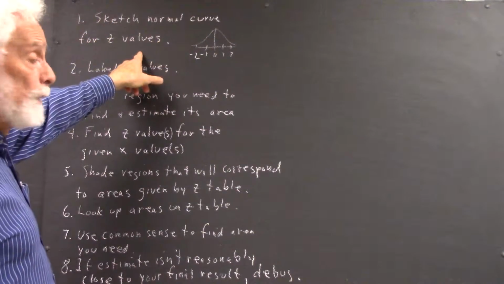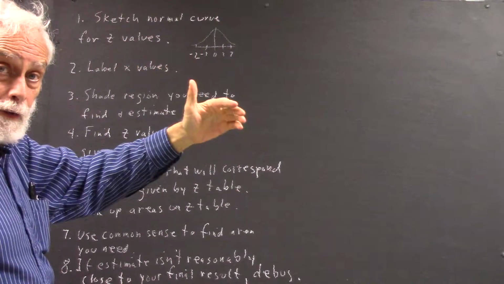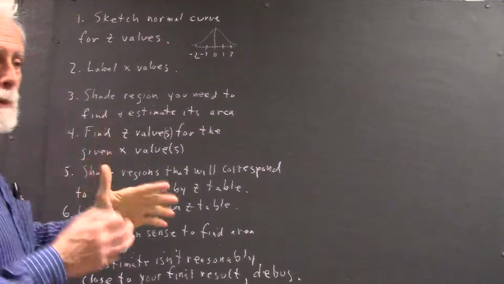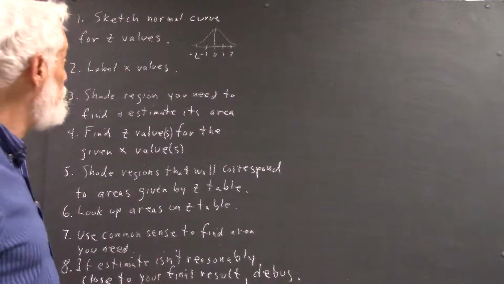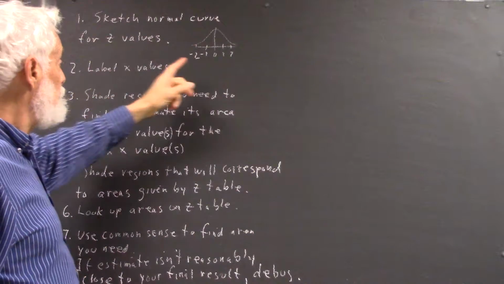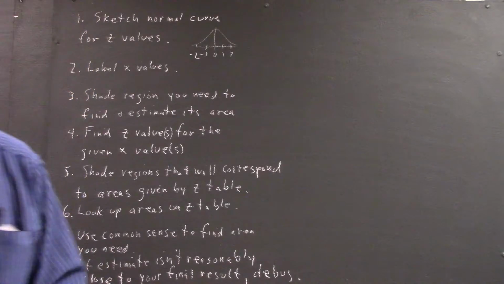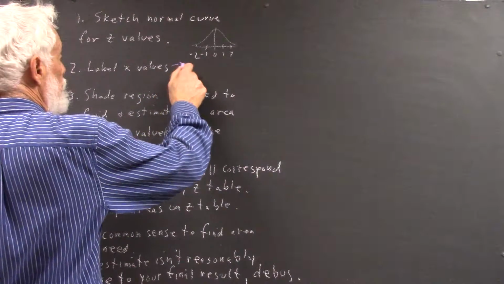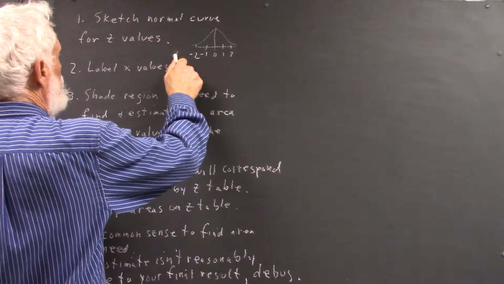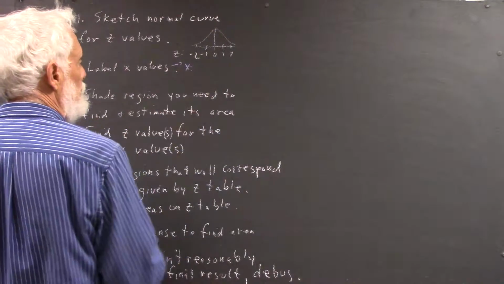But we sketched the normal curve for the z-value. That's our first step. Once we have a mean, a standard deviation, and some information about where things ought to be on the x-axis, we start by sketching our z-curve, which looks like this. Okay? Then we label our x values. So, we label this z so we know that's z, and then we put an x here, and we put our numbers.